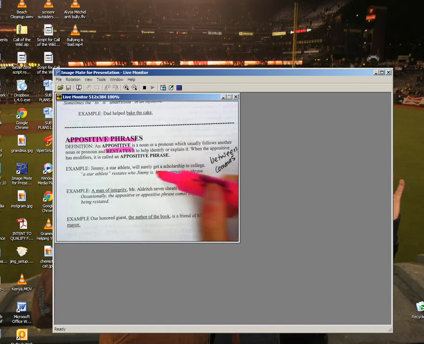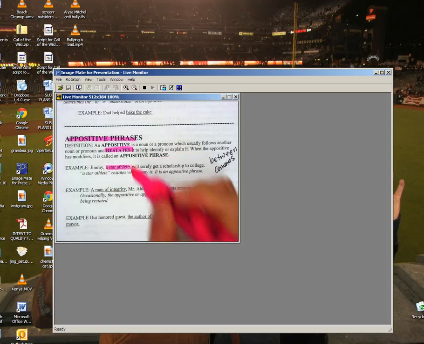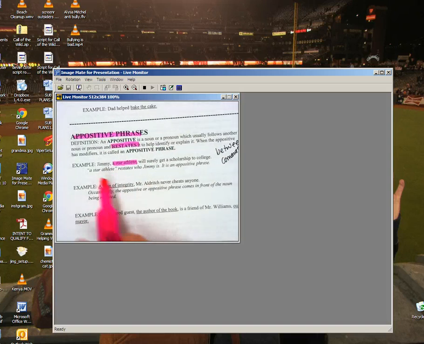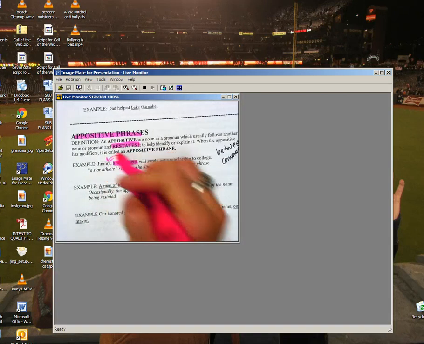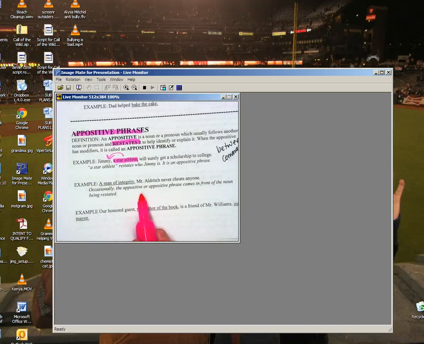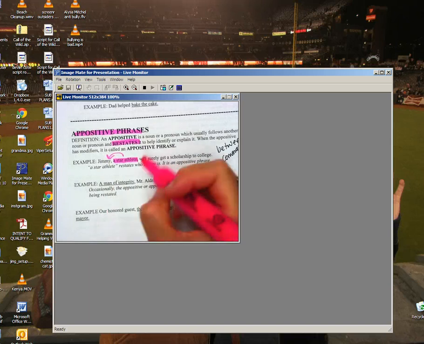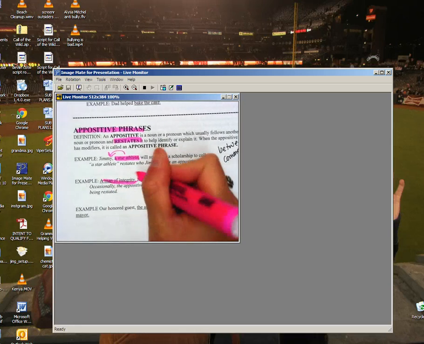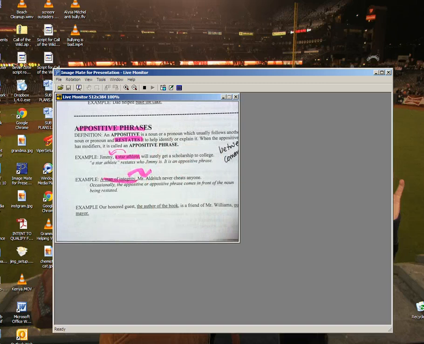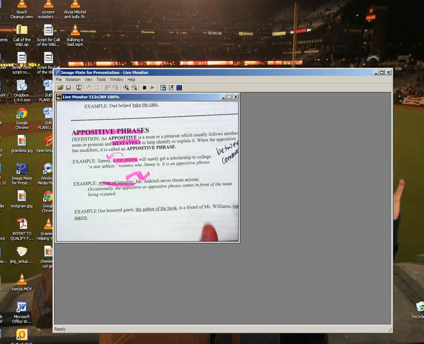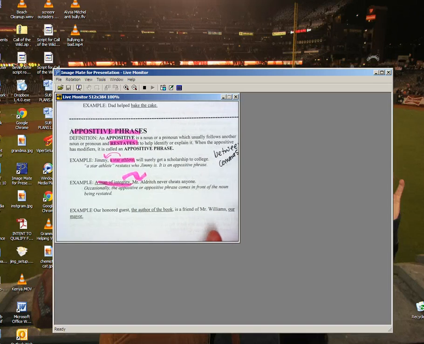Jimmy, a star athlete, will surely get a scholarship to college. Which part of that sentence is between commas? Oh, a star athlete, and it's telling me more about Jimmy. Okay, telling me more about Jimmy here. A man of integrity, Mr. Aldrich never cheats anyone. Notice this is in the beginning, but it's giving me more information about Mr. Aldrich. Okay, sometimes there can be even more than one, like in our example down here.